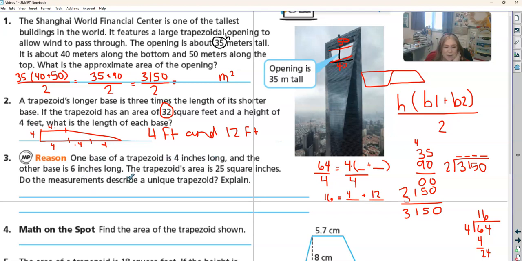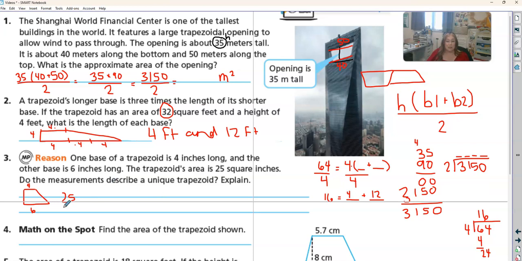Okay, number 3. One base of the trapezoid is 4 inches long. Okay, so we have our trapezoid here. One base is 4, the other is 6. The trapezoid has a total of 25. Do the measurements describe a unique trapezoid?